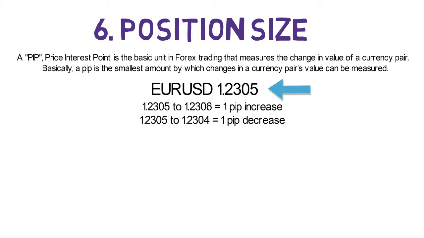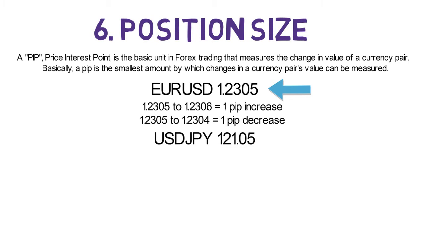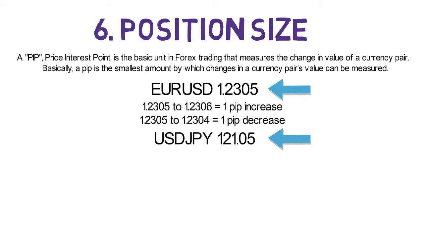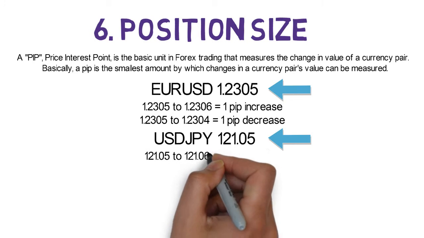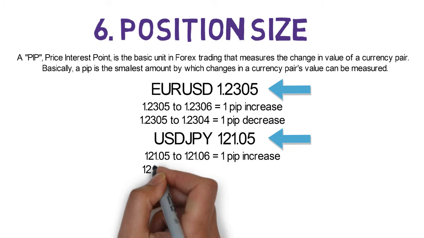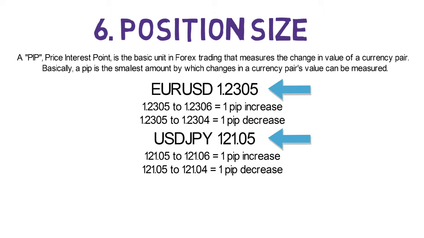Some currency pairs, like the US dollar Japanese yen, have 2 decimal spaces, and the pip is represented by the 2nd decimal space. For example, if the price of the US dollar Japanese yen is 121.05, the 5 at the end represents the pip. If price moves from 121.05 to 121.06, that is a 1 pip increase. If price moves from 121.05 to 121.04, that is a 1 pip decrease.